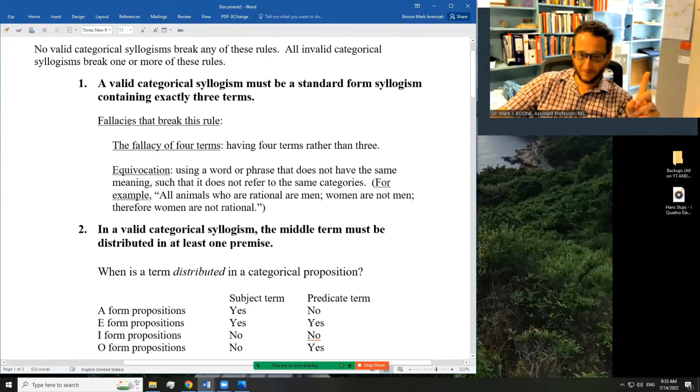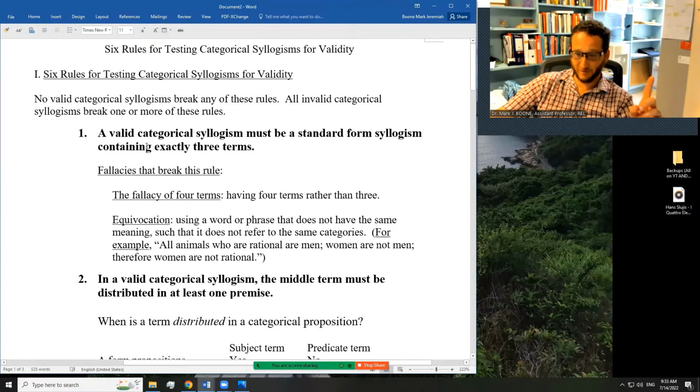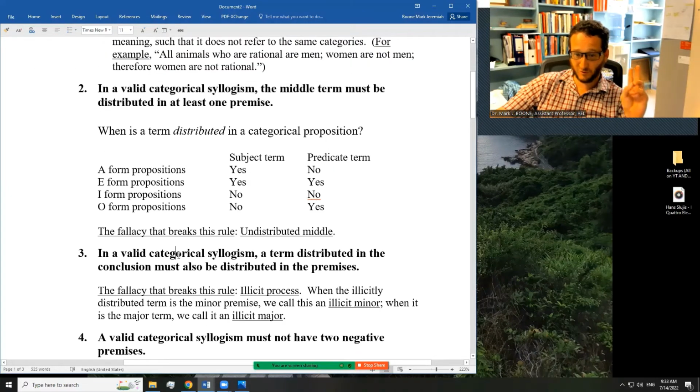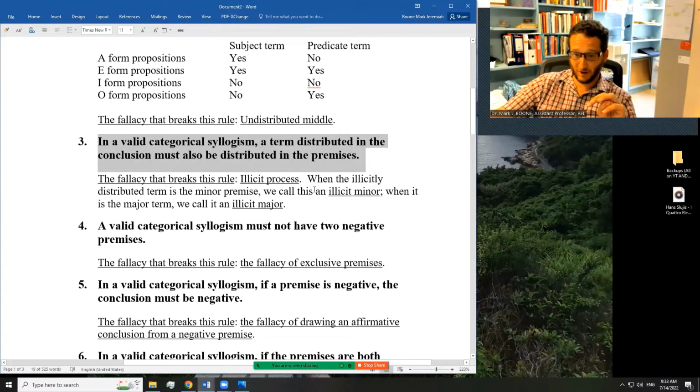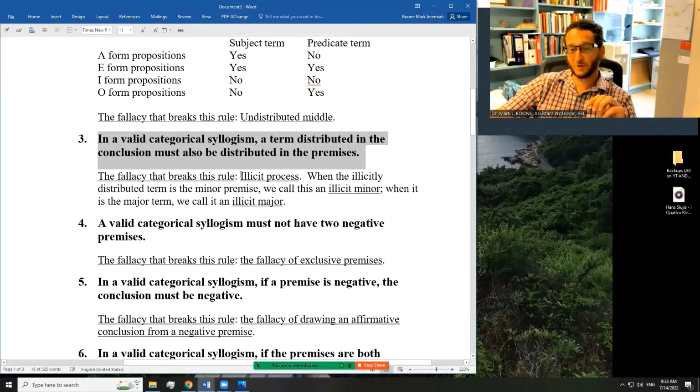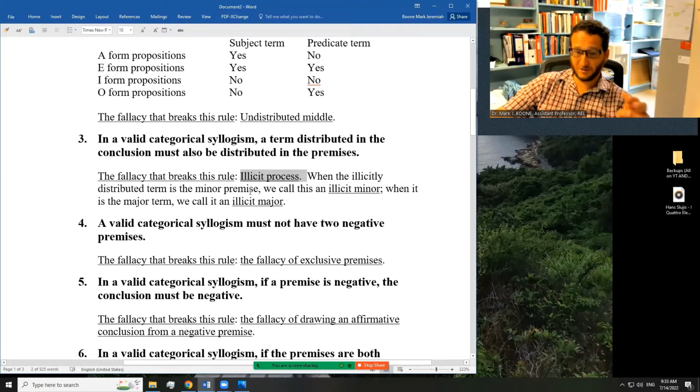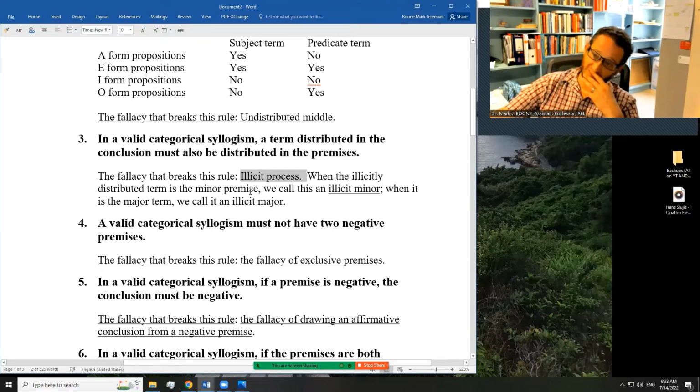All right, so rule 1: a categorical syllogism must be in standard form with exactly 3 terms. Rule 2: the middle term must be distributed in at least one premise. Rule 3: any term distributed in the conclusion must also be distributed in the premises, because all information in the conclusion has to be in the premises somewhere. The fallacy that breaks this rule we call illicit process, and specifically illicit minor or illicit major, depending on which term is distributed in the conclusion.